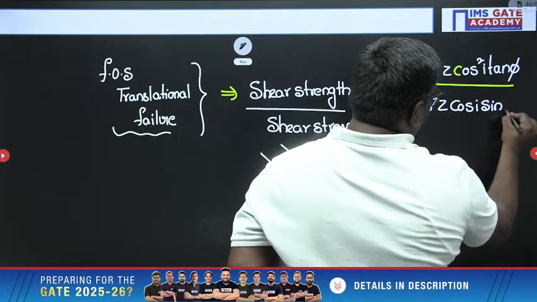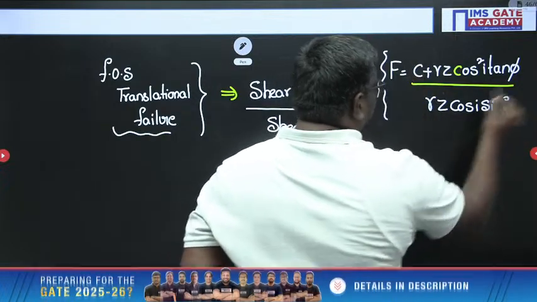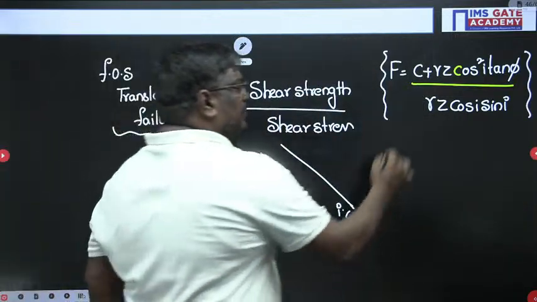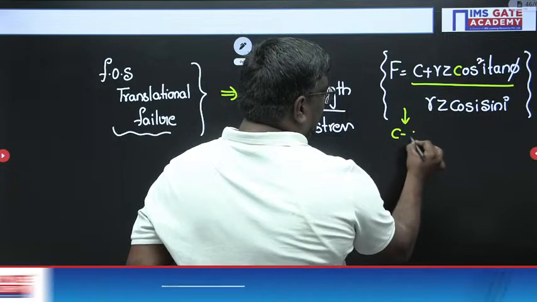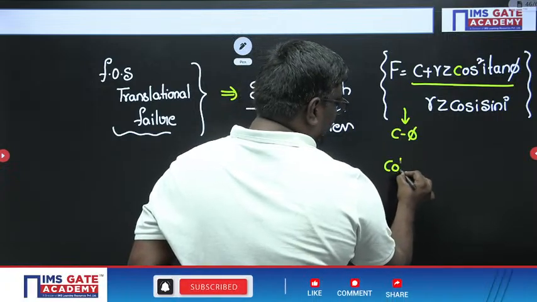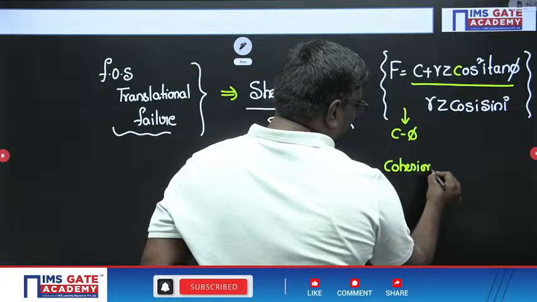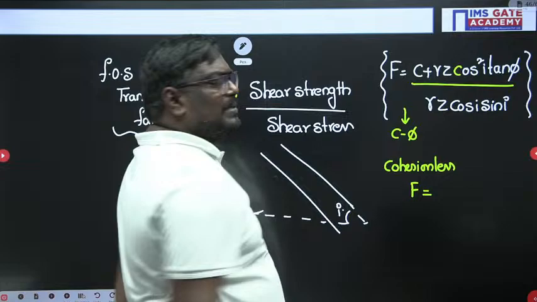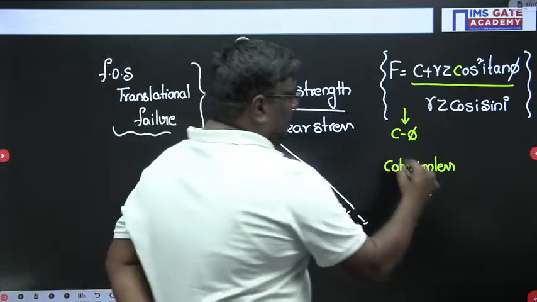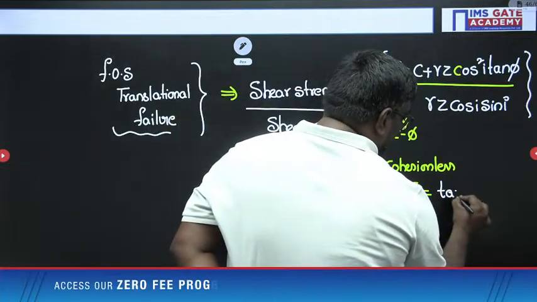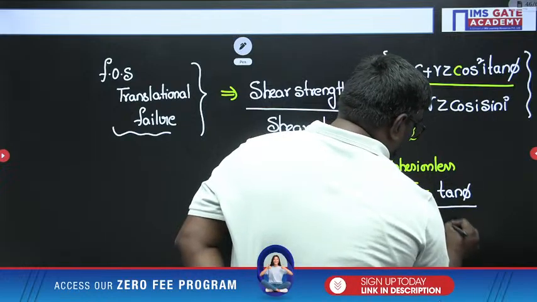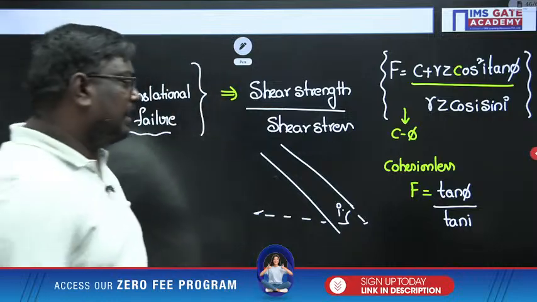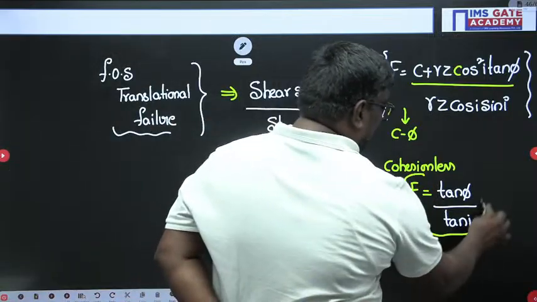This is the formula for the factor of safety for c-phi soil. Now, for cohesionless soils, just substitute c equal to 0 there. Gamma z cancels, and you will get tan phi upon tan i. So the factor of safety for translational failure will be tan phi upon tan i.